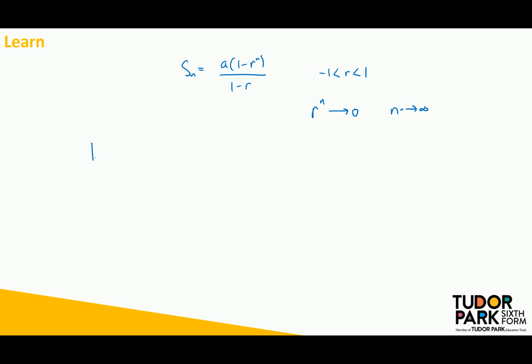So if I want to take the limit as n tends towards infinity of a lots of 1 minus r to the n all over 1 minus r, this becomes a lots of 1 minus 0, as was agreed on the right hand side, divided by 1 minus r, or simplified, a over 1 minus r. So the infinite sum of a geometric series is the first term divided by 1 minus the common ratio, so long as that common ratio is stuck between minus 1 and 1.